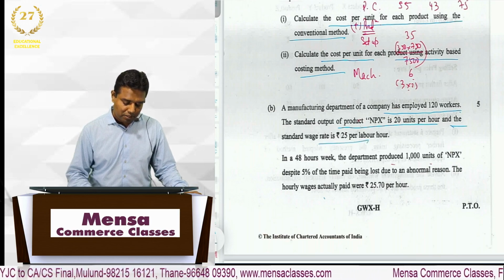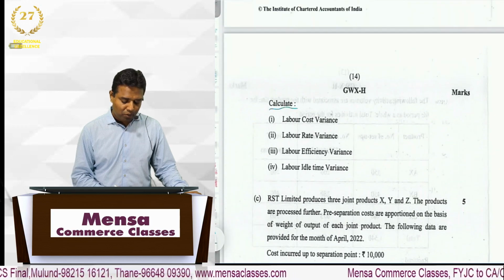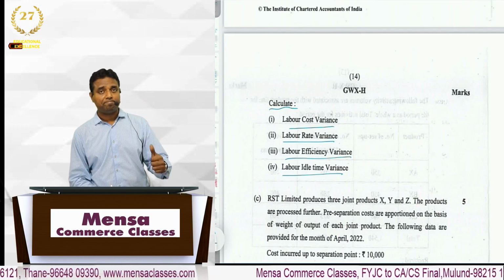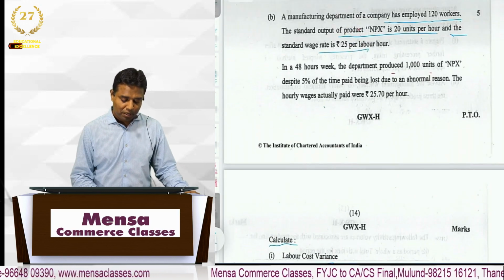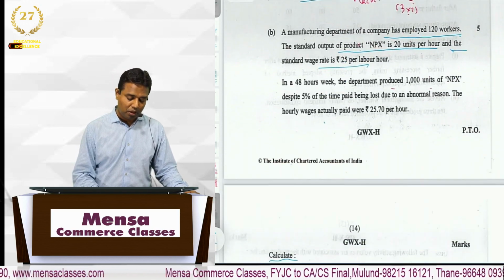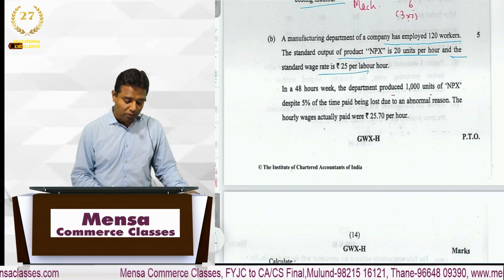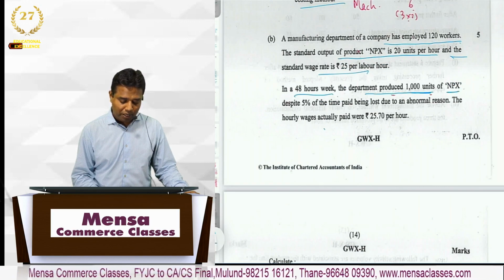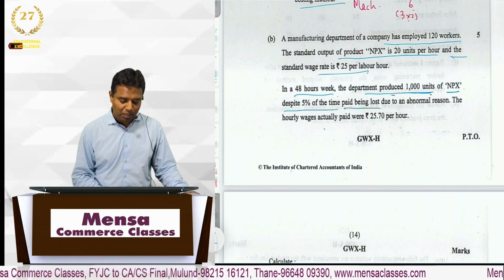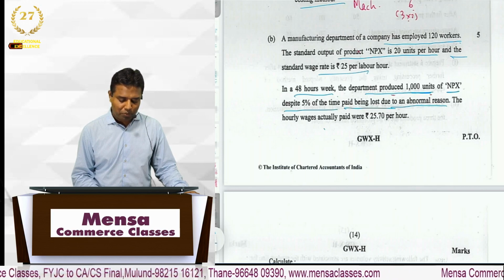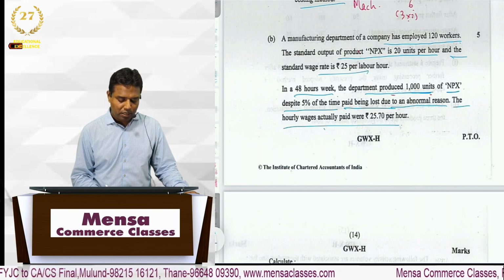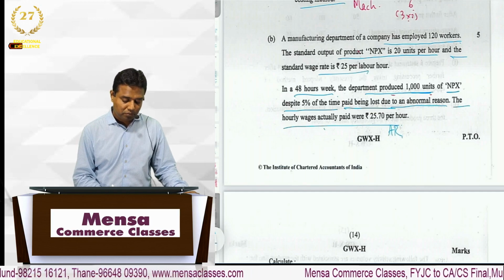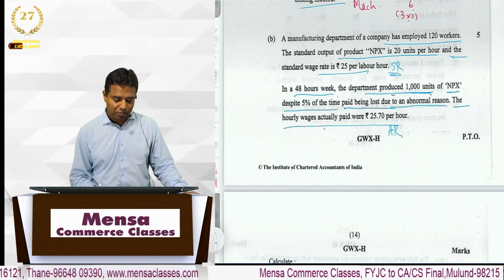What exactly are we supposed to do here? Calculate the labor cost variance, labor rate variance, efficiency variance, idle time variance. So it's standard costing and the labor part. 48 hours a week. Department X produced 1000 units of NPX despite 5% of time being paid being lost due to abnormal reason. The hourly wage rate is 25.7. So this is your actual rate. This is your standard rate. That much we are very clear.